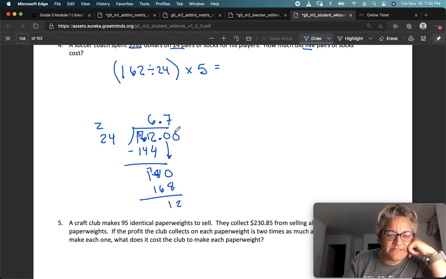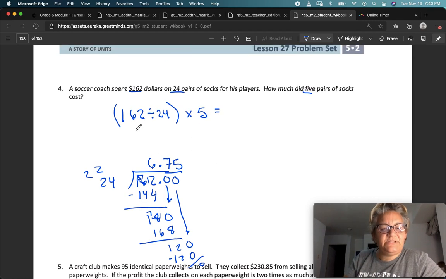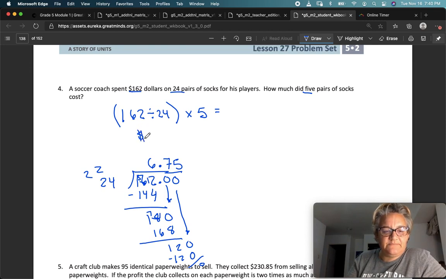Then I'm going to add another 0 because we're still in dollars and cents. So this is 1 penny, right? 24 into 120 is 1, 2, 3, 4, 5, 5. Yep. Okay, 5, 10, 12, and 0. Okay, so if each pair of socks costs $6.75, right? That's what this is. Now I need to keep going with my expression and multiply by 5.